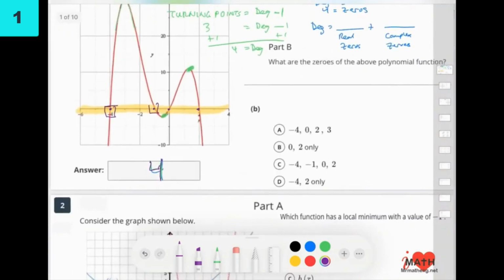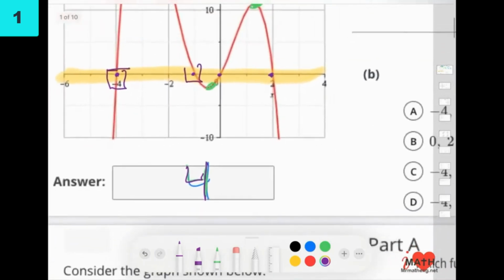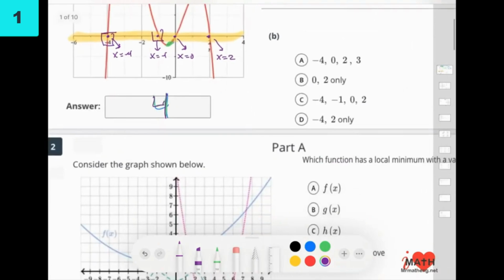Okay, part B tells us now, what are the zeros of the above polynomial function. Well, we can do this visually because we have not learned other methods. Basically, here on the x-axis, this is x equals -4. This one is x equals -1. This one is x equals 0. And this one is x equals 2. And so the only one that has that is choice C.